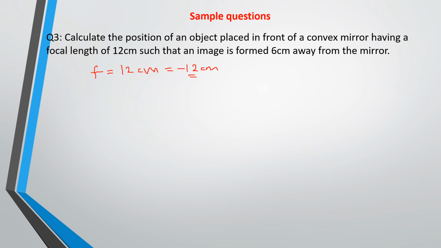Then we are given the image distance V to be 6 centimeters. The image of a convex mirror is a virtual image, so it is also negative. So that will be minus 6 centimeters. Take note of this that I'm doing now. For a convex mirror, the image is virtual, so the image distance is negative. The focal length is negative for a convex mirror. Here they said we should find the position of the object. This is what we are looking for: the position of the object.